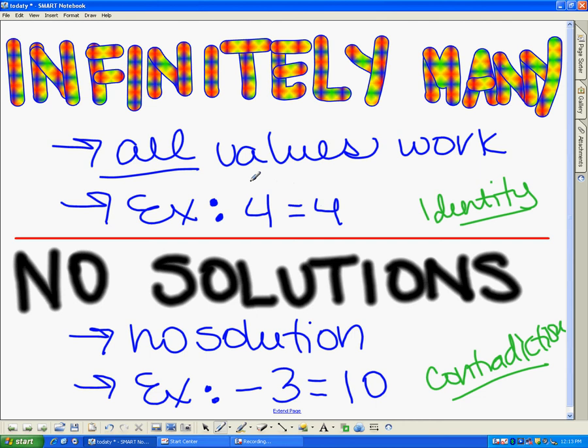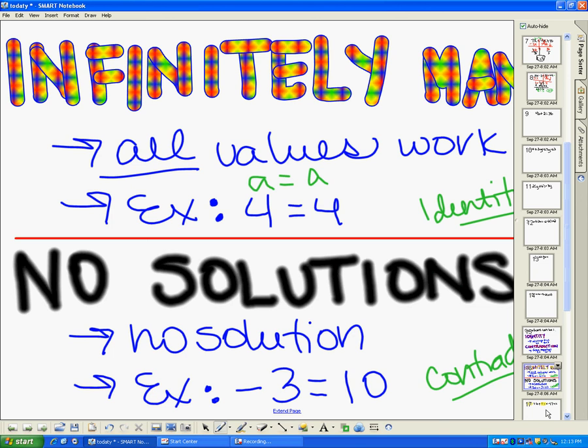Okay? And this is going to happen even if I have a is equal to a. If I have the same variable on both sides, that's called the identity. That means that the answer is not 4 equals 4 or a equals a. You're going to tell me that the answer is infinitely many. If you have something different on each side, so for example, negative 3 equals 10, that's a contradiction. That means there is no solution. So you would actually write no solution for your answer. Do not tell me the answer is negative 3 equals 10. That's not right. That's a contradiction. So therefore, there is no solution. So let's do a couple of examples where this is the case.